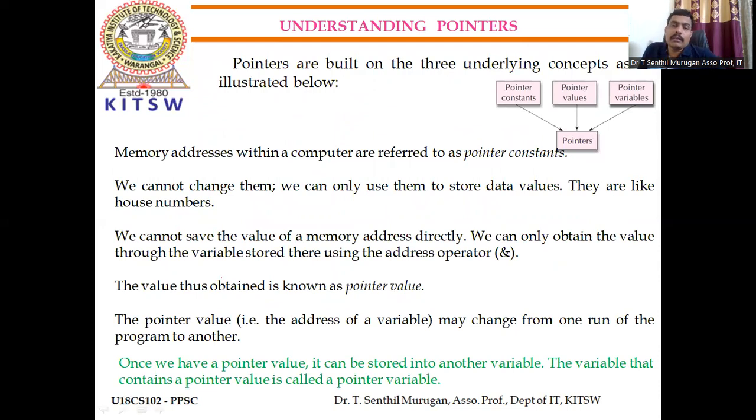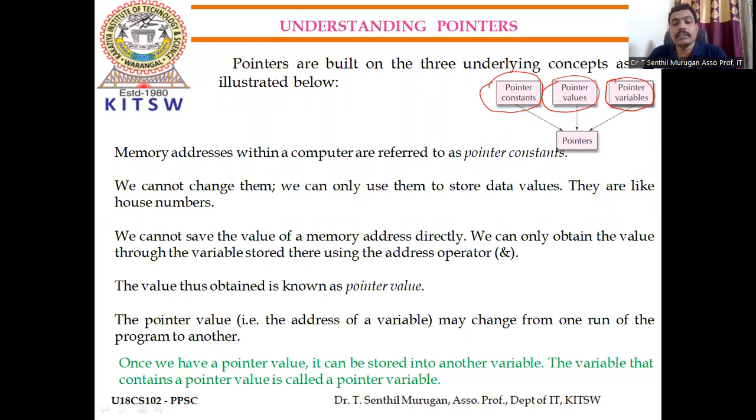So pointers may be built on 3 underlying concepts. One is pointer constants, second is pointer values, third is pointer variables. Okay, pointer constants, pointer values, and pointer variables. These 3 important things are there. When we are discussing pointers, you must know about them. What is a pointer constant? What is a pointer value? What is a pointer variable?